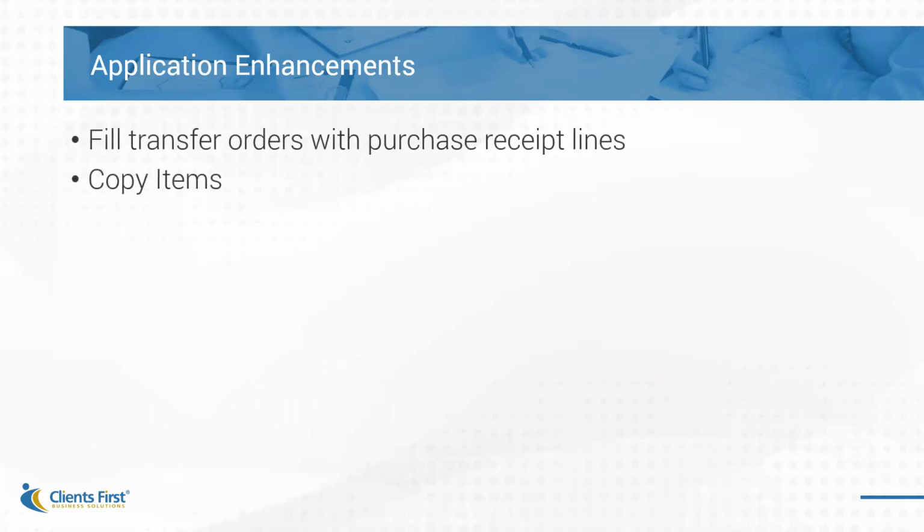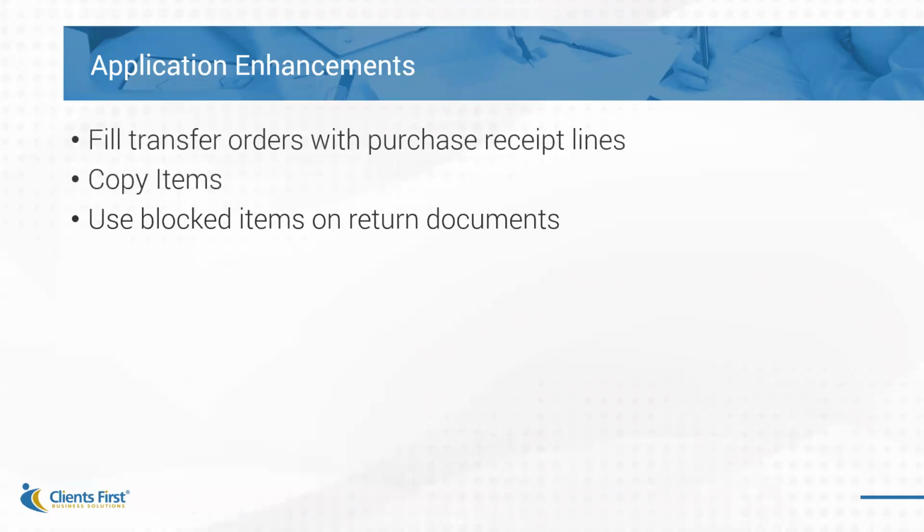There's a function to copy an item. So when you're creating a new item, rather than just using a template, which is good, what if an item is almost a precise duplicate of another item with a slightly different parameter or attribute? There is now a feature to copy items.